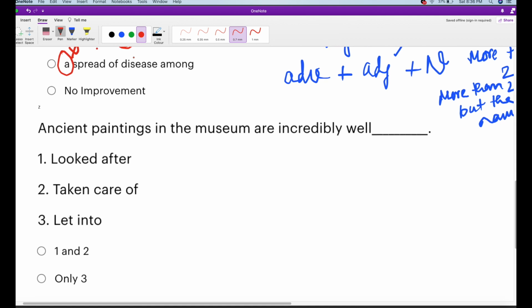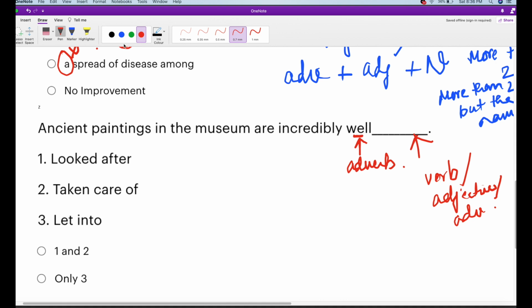Here we have a question on fillers. Ancient paintings in the museum are incredibly well dash. What is "well"? Well is an adverb. So here you need either a verb, an adjective, or an adverb. Ancient paintings in the museum are incredibly well. Now, "incredibly" means extremely. "Well" means in a good way, right?